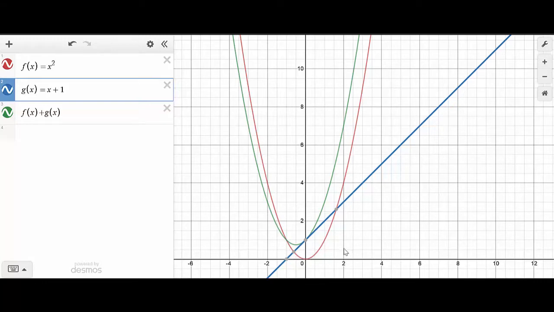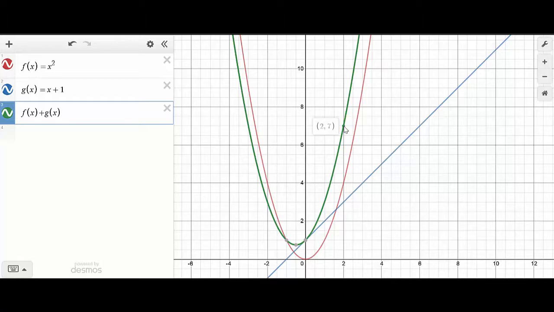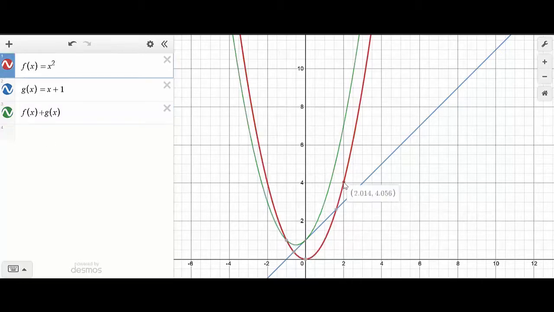At x equals 2, I come up here till I can find the limit. Right there it is. See that? There you go. 2, 7. See, that's f of x plus g of x. Because when you add these two functions, you're just adding the one value here to this value down here.